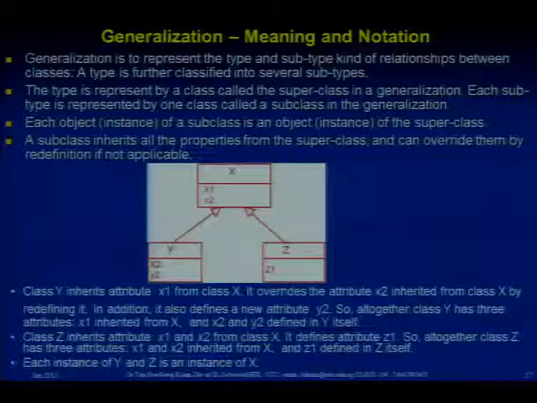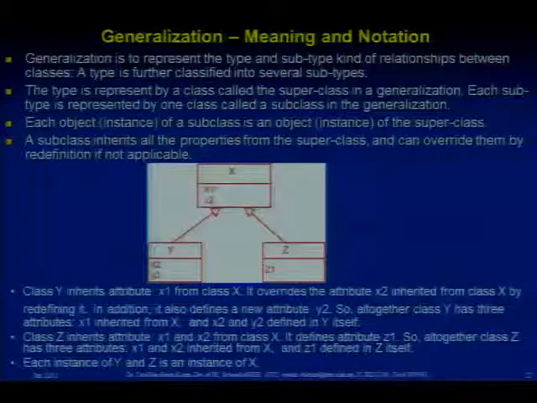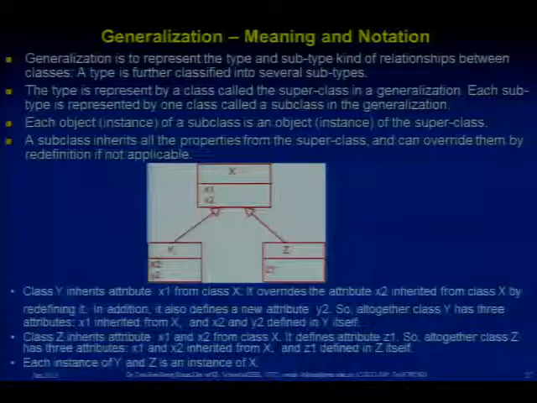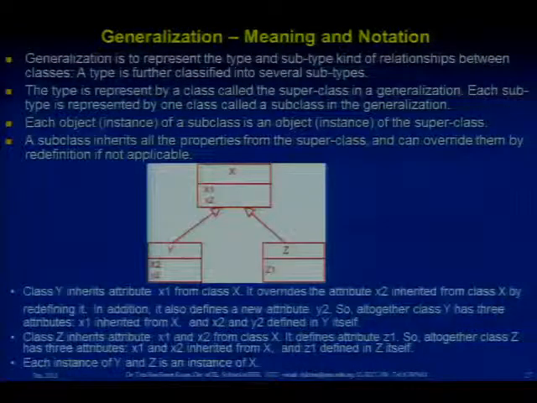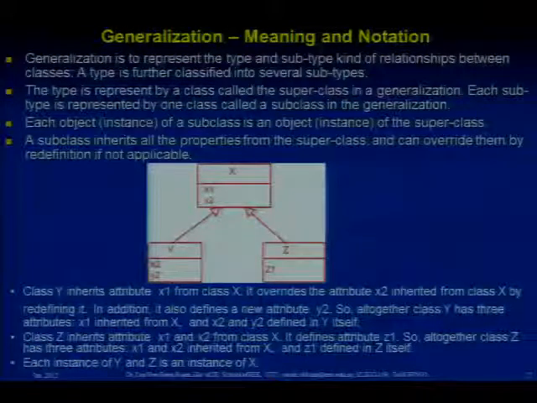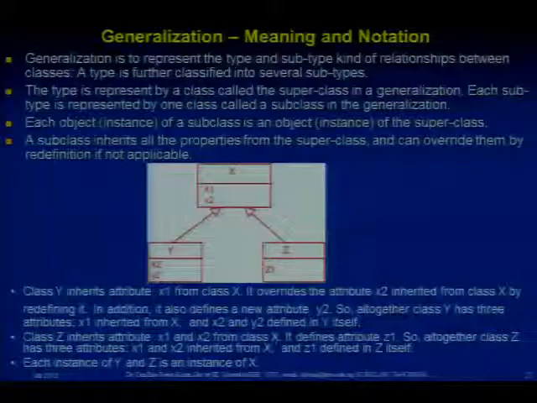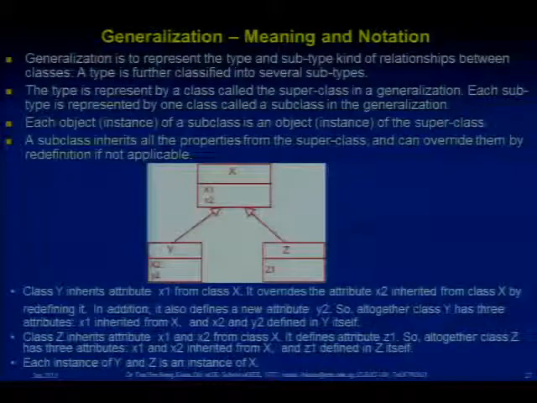Generalization, the purpose of generalization is for us to represent type and subtype, to show that a general type has many subtypes, to represent a type and subtype kind of relationship. So the objective of using generalization is to specify a classification in our class diagram.